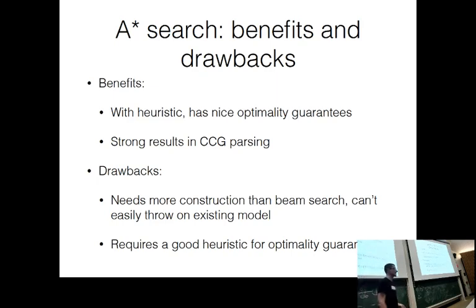So back to A-star search. A-star search gives you very nice optimality guarantees, and it has strong results in CCG parsing. But unlike, say, beam search, where you can take any model and just slap it on at the end and probably get better results, here you need to do a bit more engineering. You need to figure out how to have an admissible, consistent heuristic. Because of this, it tends to be used a lot less, except in places like CCG parsing, where it's already being used.